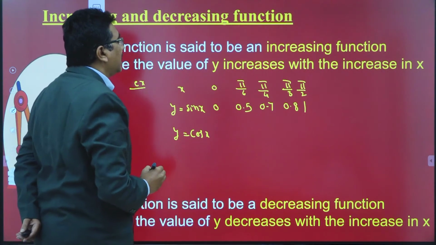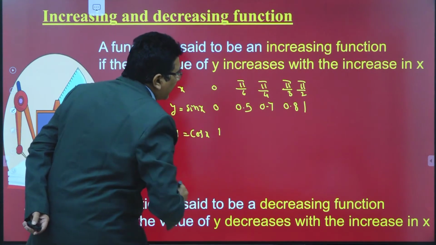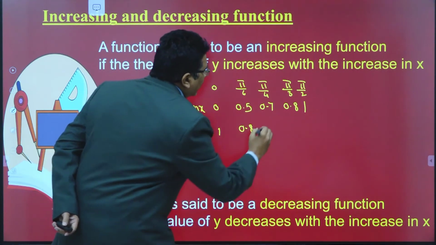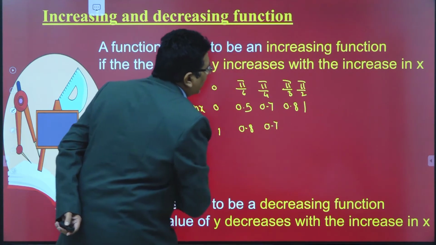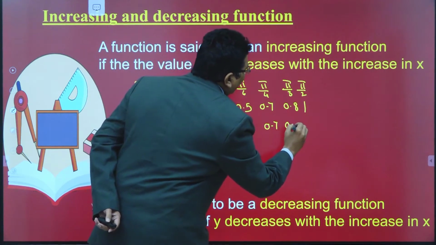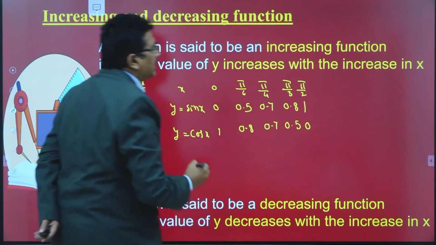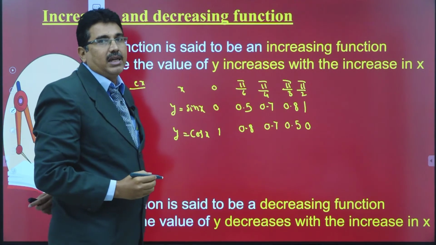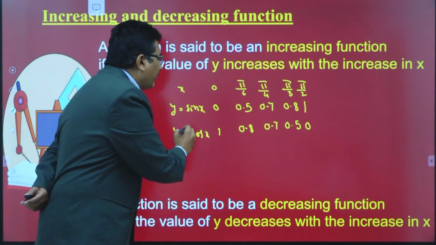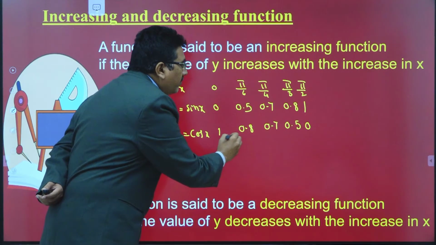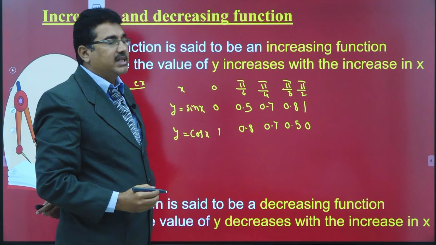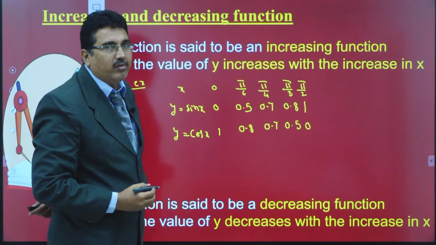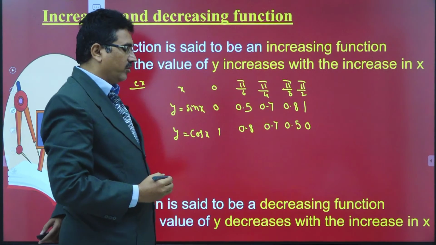Cos 0, that is equal to 1. Cos pi by 6, that is 0.8. Cos pi by 4, that is 0.7. Cos pi by 3, 0.5. Cos pi by 2, 0. Here, the values of x increase, then the corresponding values of y decrease from 1 to 0, right? Therefore, cos x is a decreasing function in the interval 0 comma pi by 2. Okay.